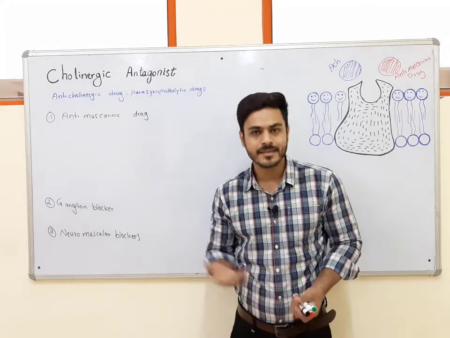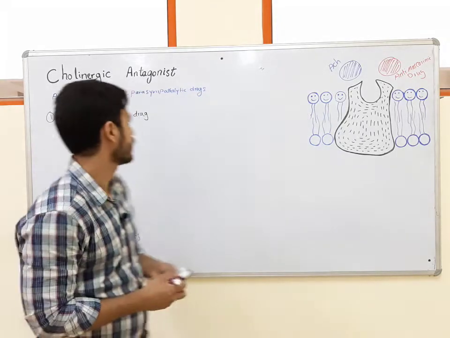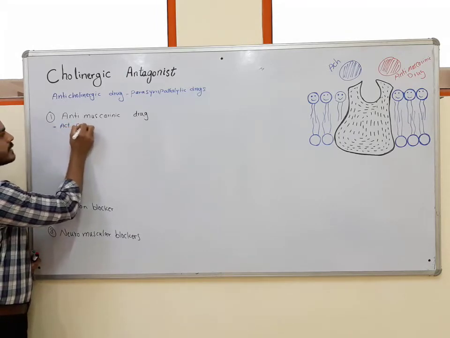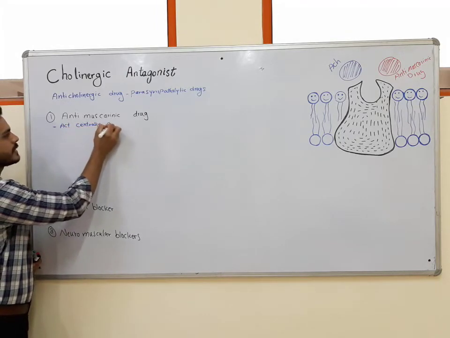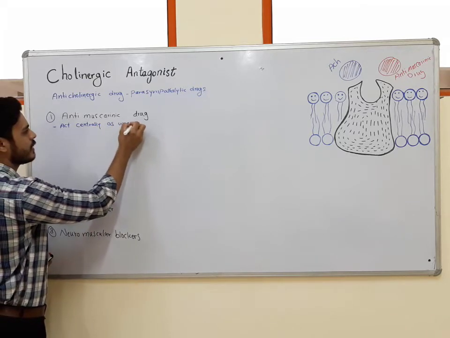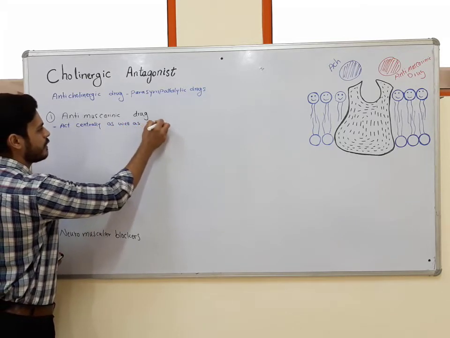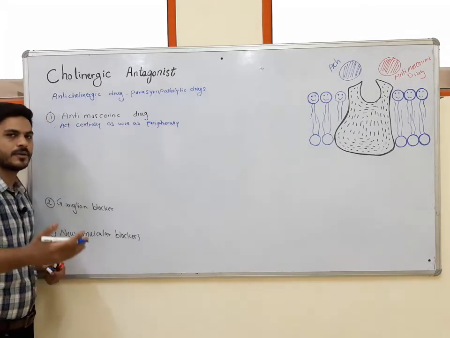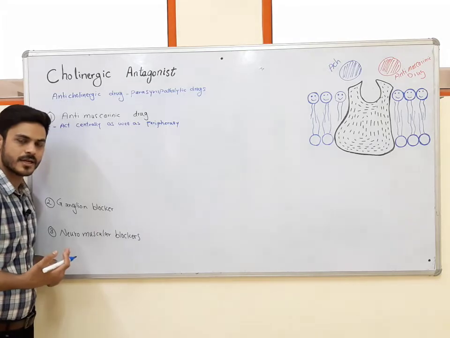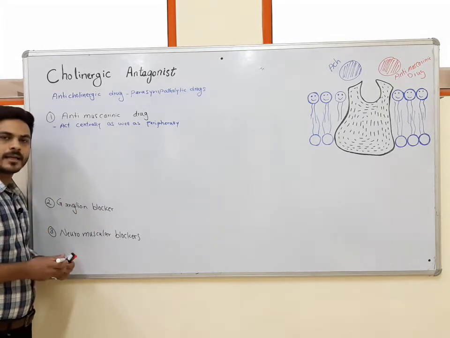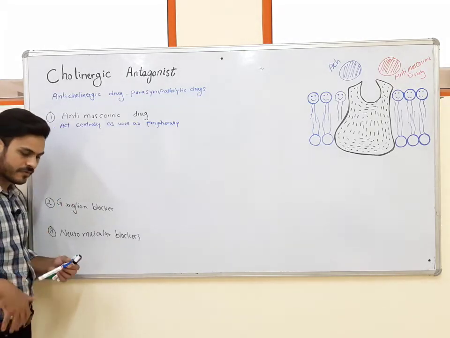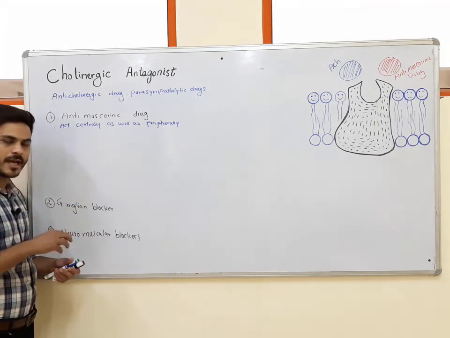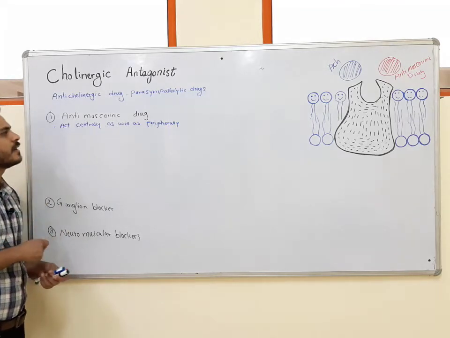So they can act centrally as well as peripherally. It means that they can block the central receptors, the receptors which are located in the central nervous system, as well as the receptors which are in the periphery. For example, the receptors on the heart, in the GI system, and the eye, they can block.